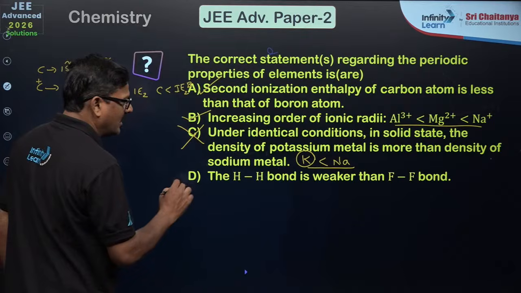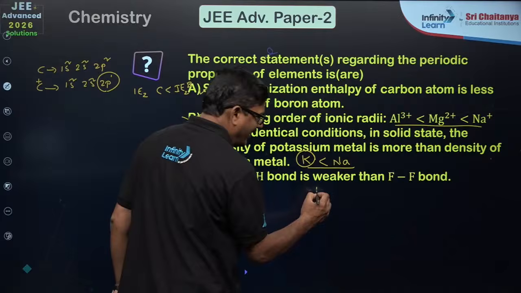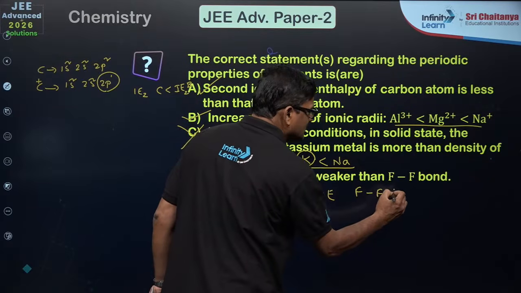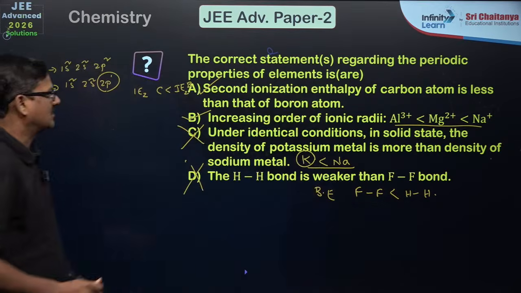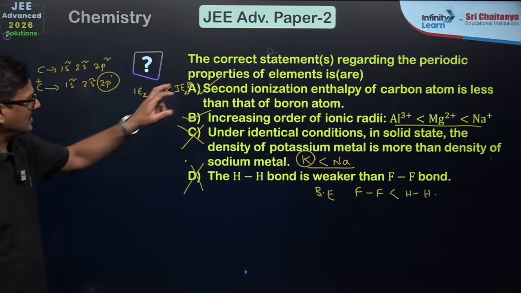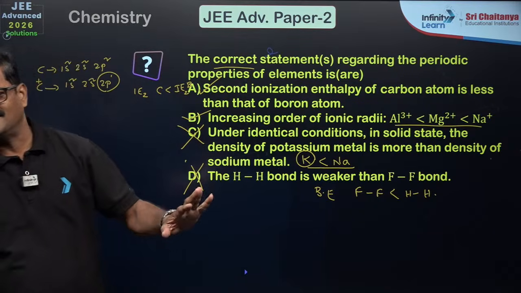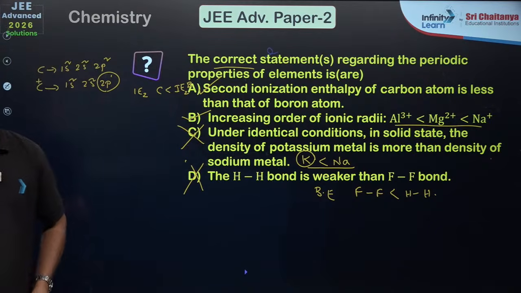Wrong. And the hydrogen-hydrogen bond is weaker than the fluorine-fluorine bond. The bond energy of fluorine to fluorine is smaller than hydrogen to hydrogen. Therefore, it is not correct. So, correct statements regarding this, only A and B are correct. Okay. Now, let us move ahead. One more thing.